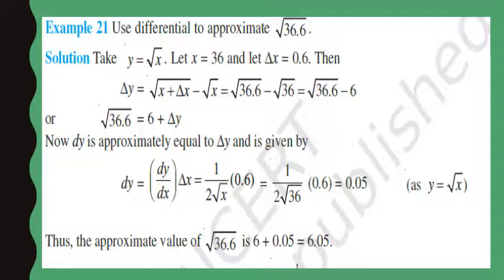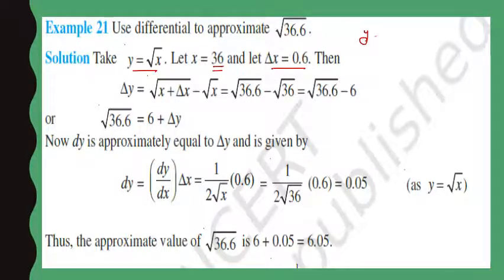You see, using differential approximate root of 36.6. So we take y is equal to root x. Now, root x means x should be a perfect square. So take x is equal to 36. Delta x is equal to 0.6.